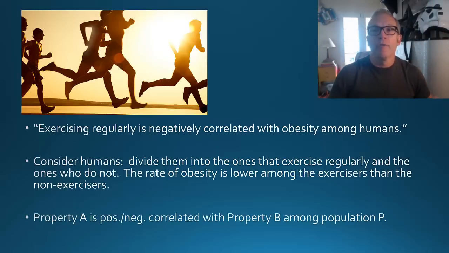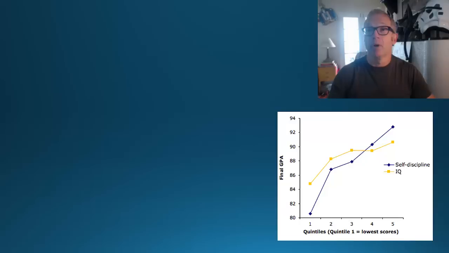Okay, so the formal way to state one of these sentences, and the way we're going to use it in this course, is to say that property A is positively or negatively correlated with property B among population P. So we have A, B, and P to keep track of, and this order. In the sentence above, property A is exercising regularly, property B is having obesity, and the population is humans.